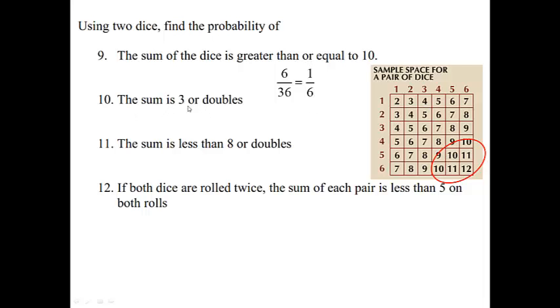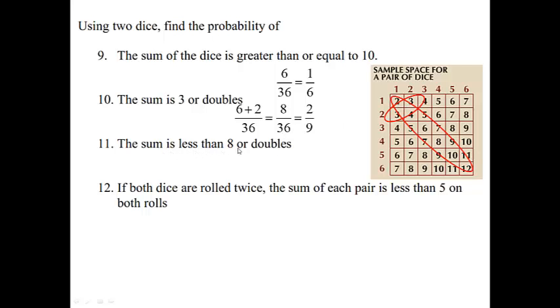The sum is 3 or doubles. So the sum is 3 or doubles. So then that would just be 2 plus 6. And that would be 8 out of 36, or 2/9. Notice these are mutually exclusive. They can't happen at the same time.